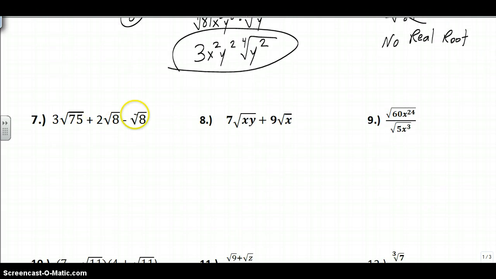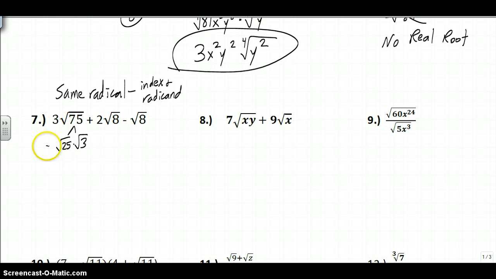Adding and subtracting radicals. Make sure they're the same radical, identical, both index and radicand. Okay? Make sure everything about it is exactly the same. So, let's break some things down here. Square root of 75 breaks down into the square root of 25 times the square root of 3. Don't forget the 3 is still out front. So this becomes 3 times 5 square root of 3. So this is the same as this, 15 square root of 3.